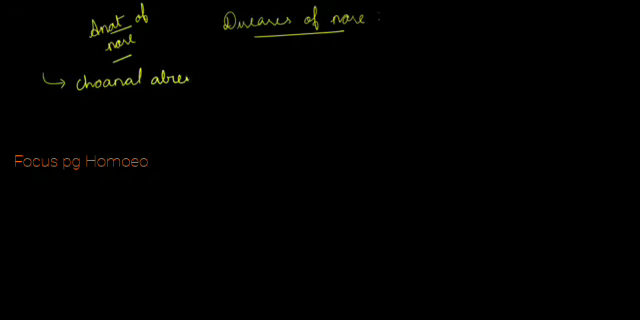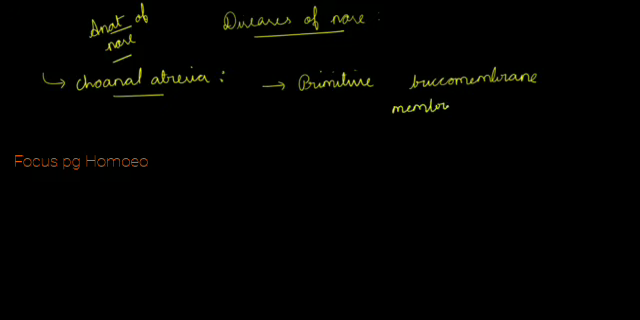Atresia is none other than a problem in the development. So here what happens, this choanal atresia is because of the persistence of primitive bucco-nasal membrane. So in birth, in newborn babies, we may get this condition and it can be identified through its symptoms that we will be discussing further.